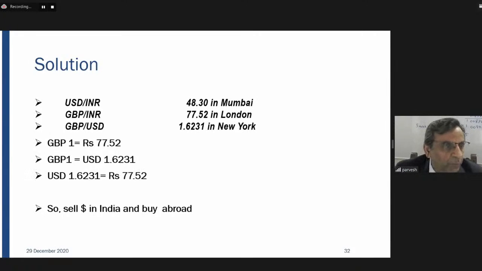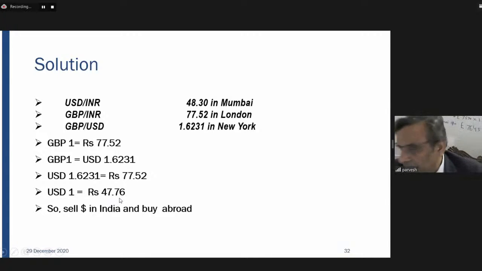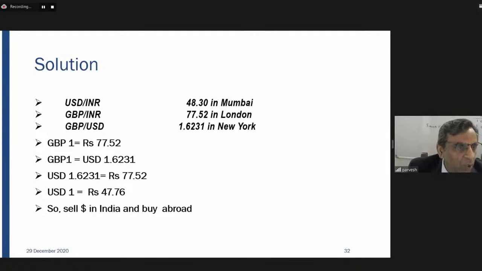So which means that 1.6231 US dollar is equal to 77.52 rupees. What we have done is basically put 1.62 dollars equal to 77.52 rupees, because on both sides you have 1 pound. So 1 US dollar is equal to 47.76 rupees. So abroad, the dollar is equal to 47.76, but in India, it is 48.30. So sell dollar in India, because you can sell that in India and buy it abroad, where you will get it cheaper.